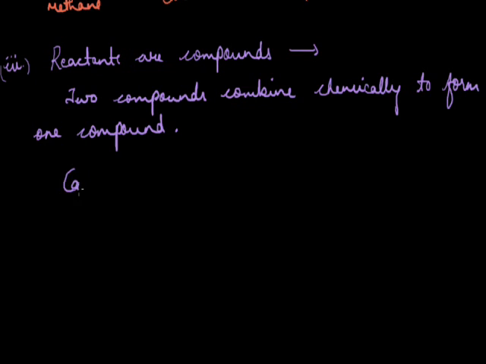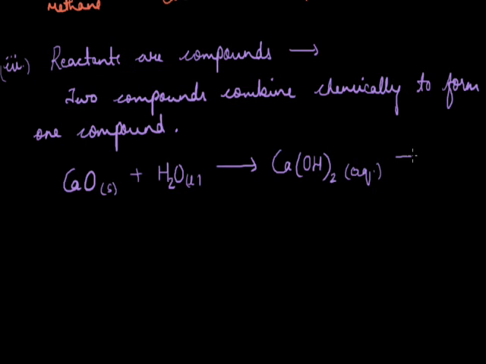For example, calcium oxide, when it is added to water, it will form calcium hydroxide with the liberation of heat, as it is an exothermic reaction. Okay. Here we see calcium oxide and water, both are compounds, they are reacting to form a new compound. So this is the third category in which both the reactants are compounds.